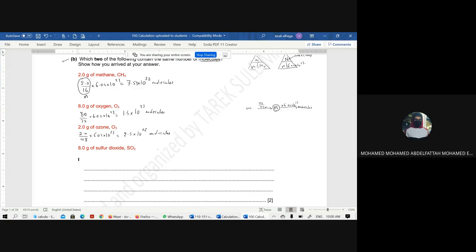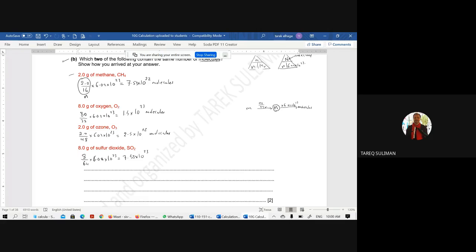And for sulfur dioxide, 8 over 32 plus 32, you mean 64. Times 6.02 times 10 to the power 23 equals 7.525 times 10 to the power of 22.